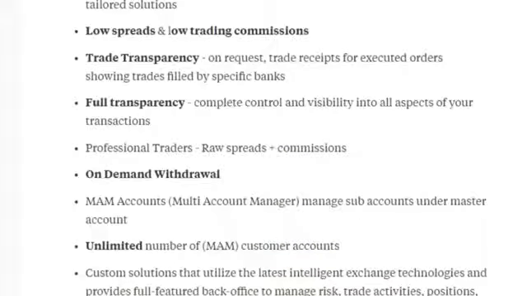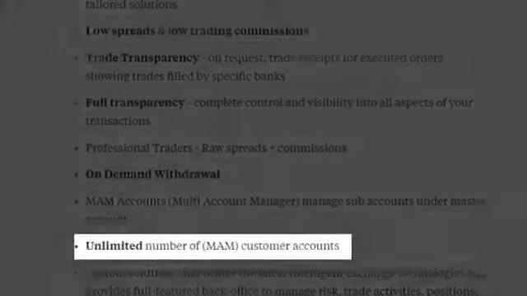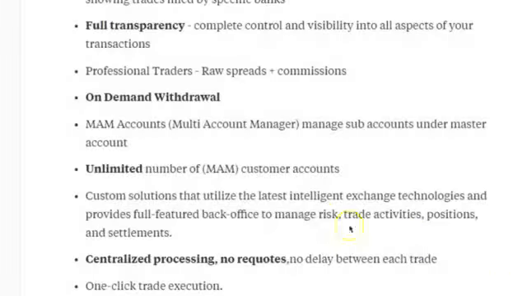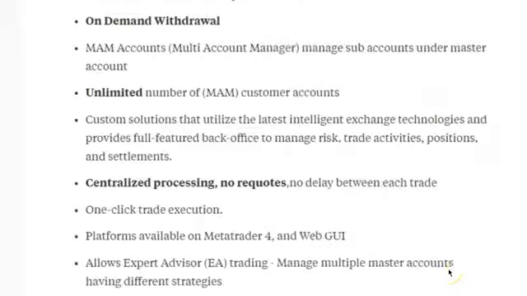Withdrawals are fast and efficient, so you have an on-demand withdrawal, and MAM accounts are available, multi-account manager. If you're a money manager, you have unlimited customer accounts that you connect to your MAM accounts, and the solutions for the exchange technologies are really of a superior nature. They have a back office to manage your risks, trade activities, positions, and settlements.